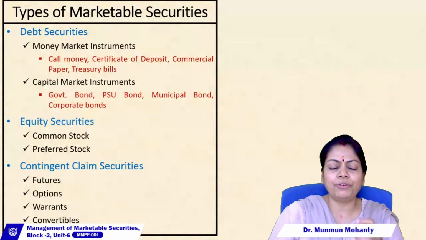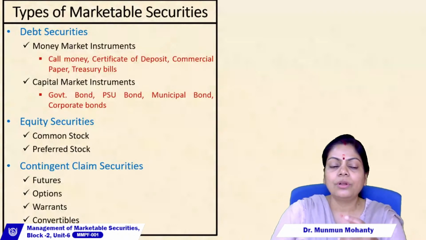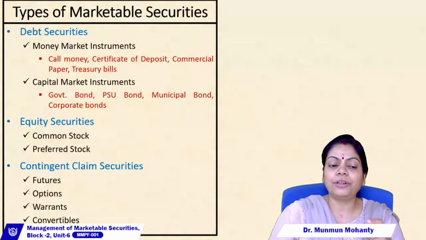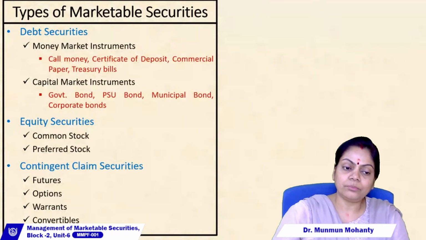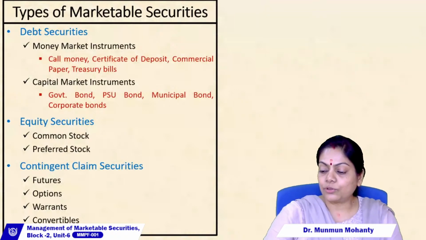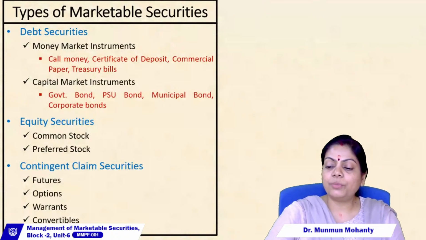There are very few examples of a perpetual warrant also. So the difference is that warrants are basically call options, but the maturity date is quite long. Now we have also convertibles. What are convertible securities?